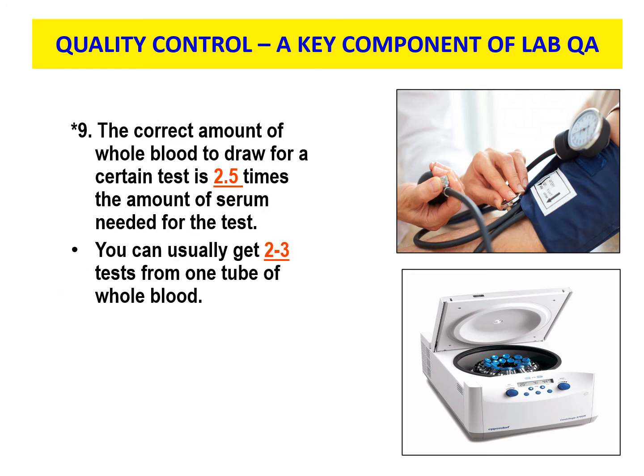The correct amount of whole blood to draw for a certain test is 2.5 times the amount of serum needed for the test. Okay? So if you need a mil of serum, then you're going to draw 2.5 times that in the entire tube of blood, right? You can usually get 2 to 3 tests from one tube of whole blood.